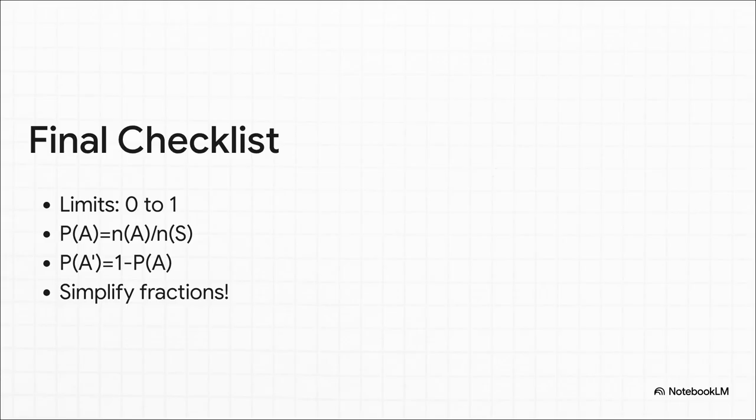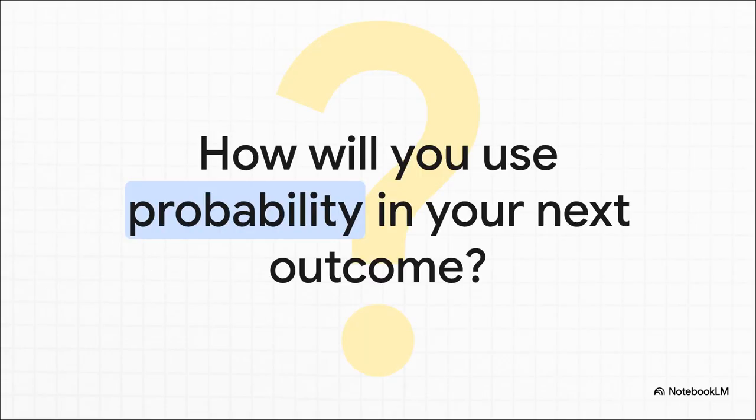And finally, my biggest tip for you: always simplify your fractions down to their lowest terms and scan your test questions carefully for the word not. That word is your instant flashing light clue to use the complement formula. You now possess the mathematical toolkit to look at the randomness of the world and actually measure it with exact certainty. From coin tosses to business profits, the numbers are just there waiting for you.